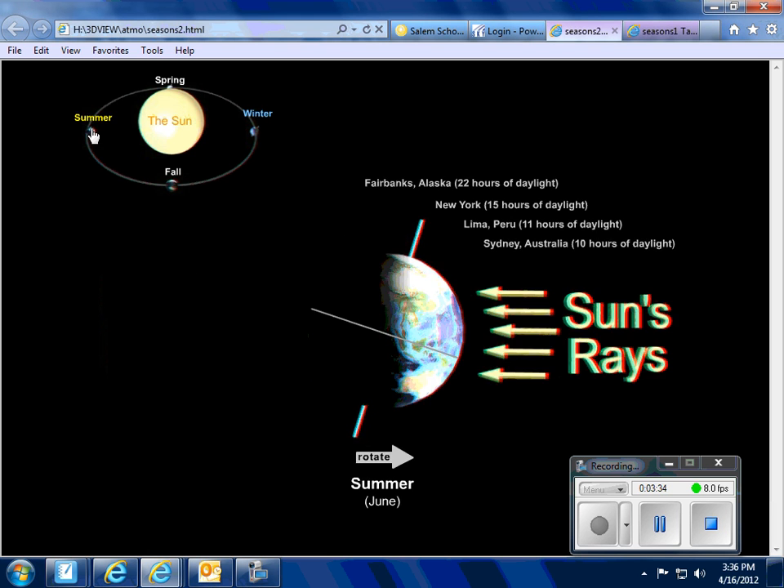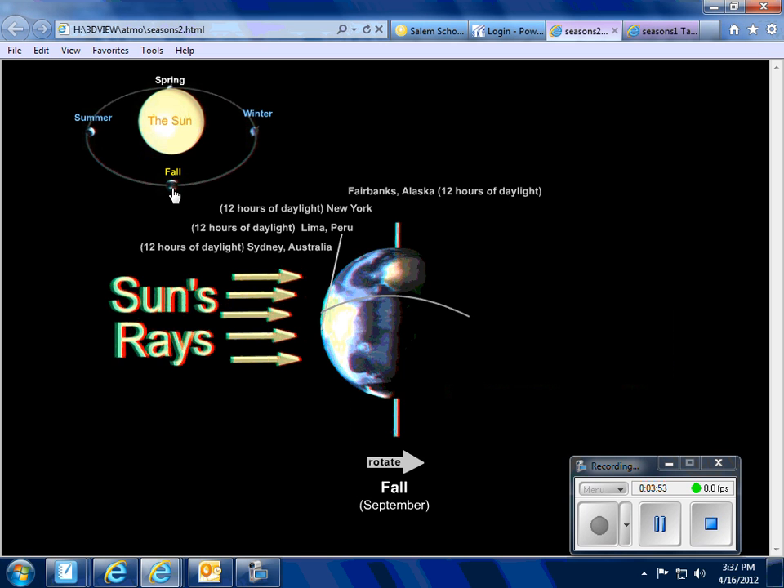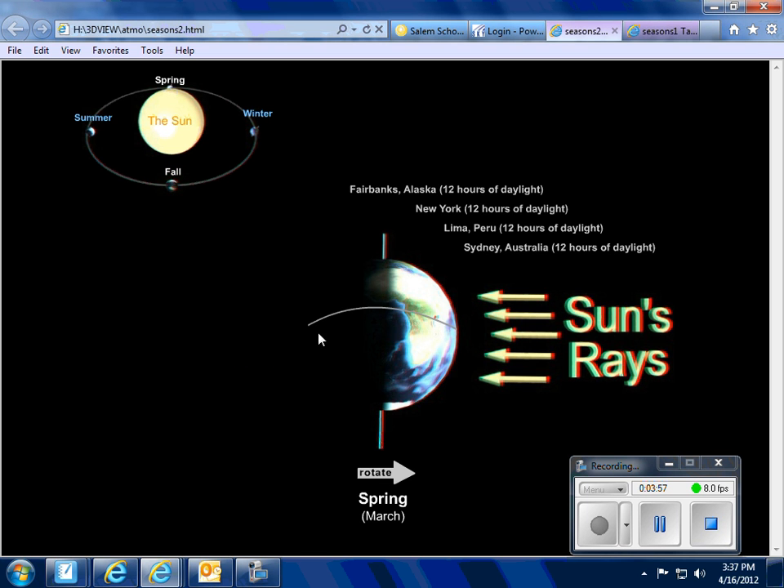Now, in the summertime, it flips around. Fairbanks, 22 hours of light. That's way up here, but they get 22 of the 24 hours of light. New York, 15 hours. That's kind of like us. Lima, Peru, about 11 or 12 hours during the summertime. And in fall, we have equinoxes where we have 12, 12, 12, 12, and 12. And in spring, we have the spring equinox, 12, 12, 12, and 12.